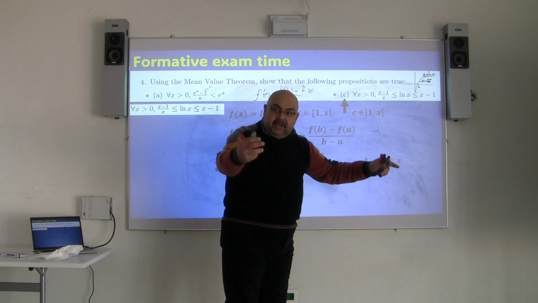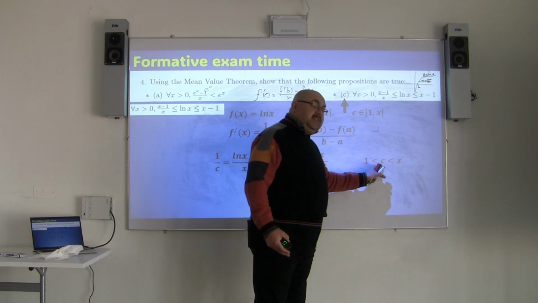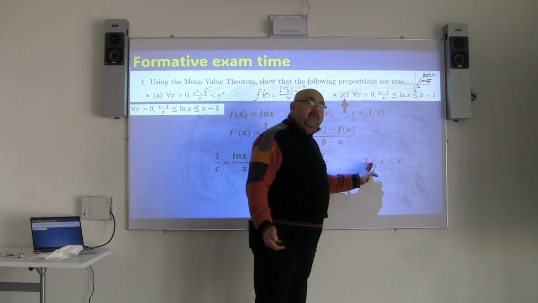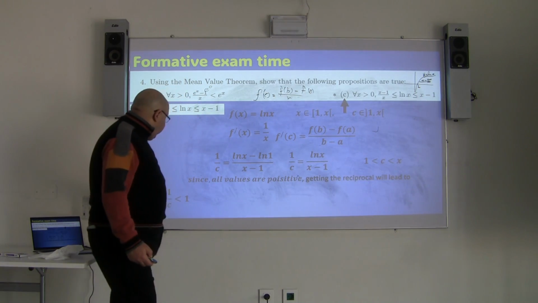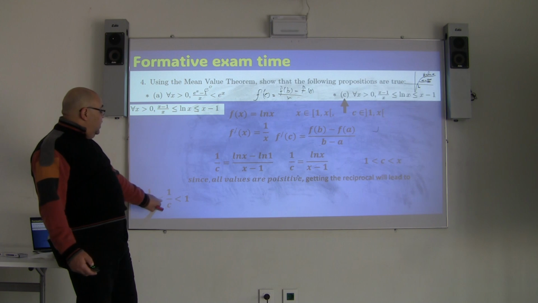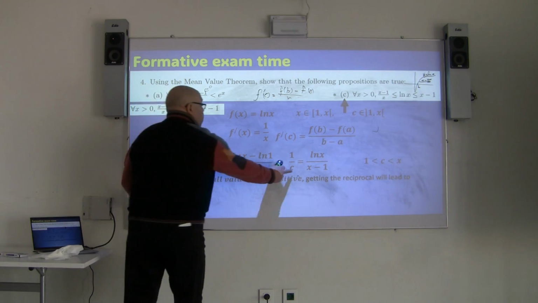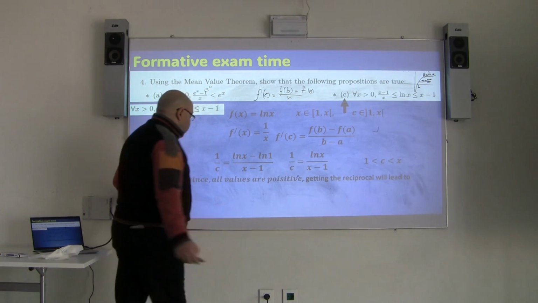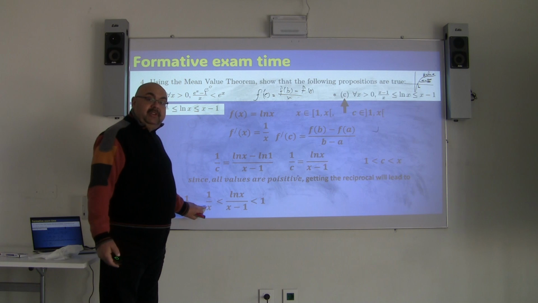If you get the reciprocal of this value, you will have 1 over c less than 1 and greater than 1 over x. So you just take the reciprocal, and you will find, look, 1 over x is less than 1 over c, less than 1. Now I will make the replacement. I remove 1 over c and put this in its place. Look, ln x over x minus 1 is less than 1 and greater than 1 over x.